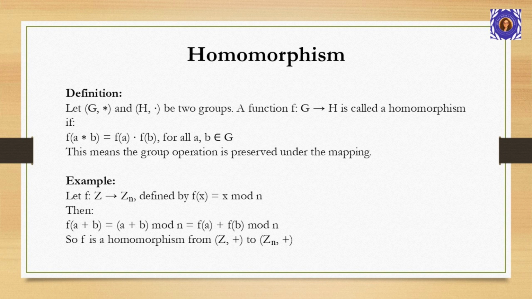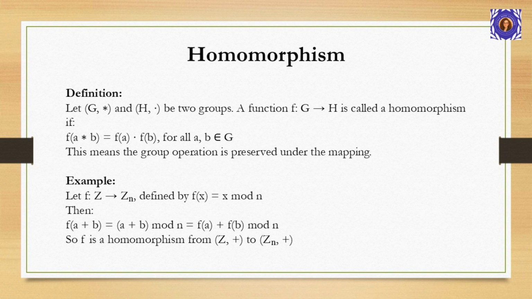Let G with operation star and H with operation dot be two groups. A function f from G to H is called a homomorphism if f of the quantity A star B equals f of A dot f of B for all A, B belonging to G. This means the group operation is preserved under the mapping.